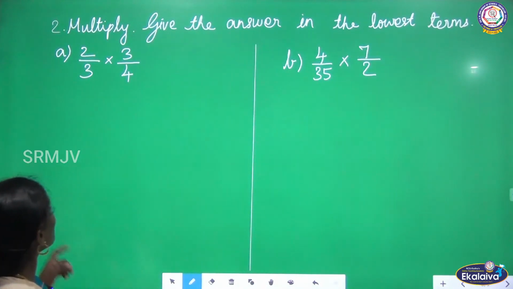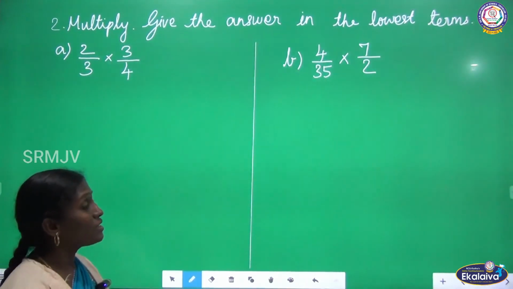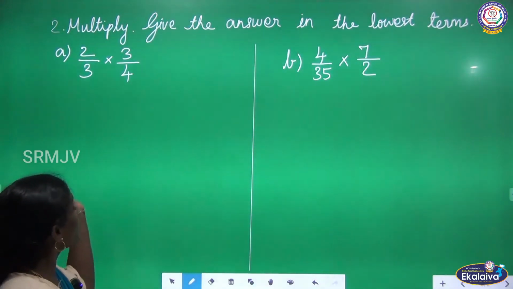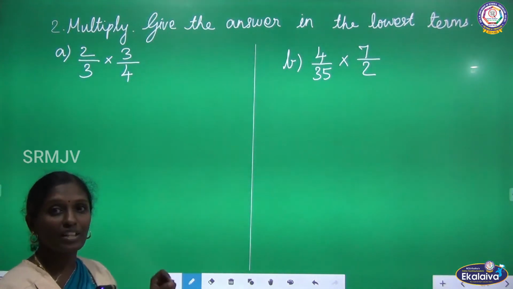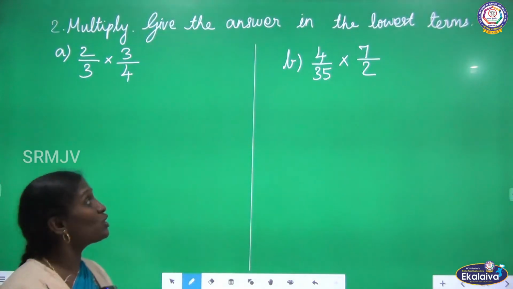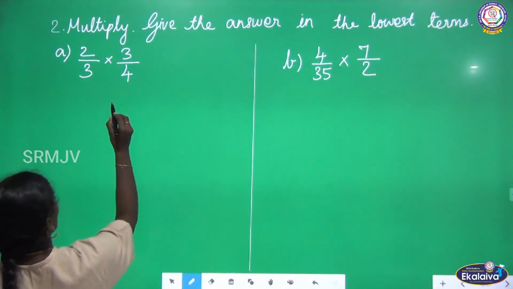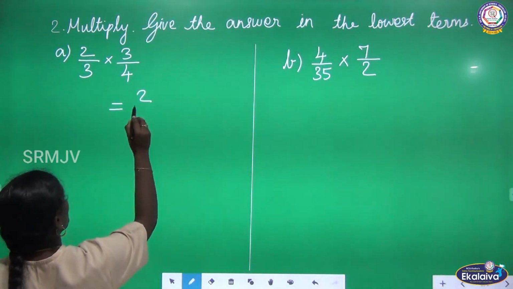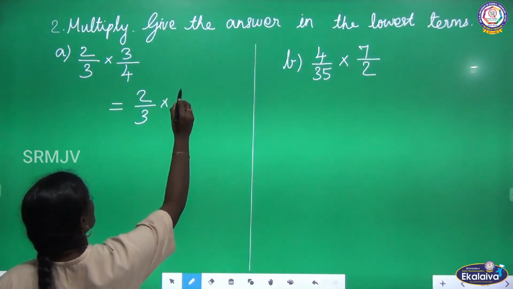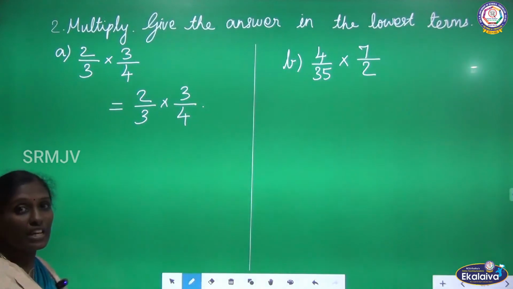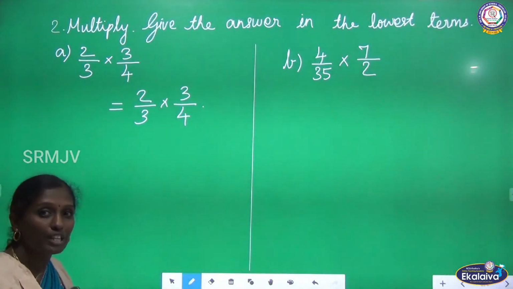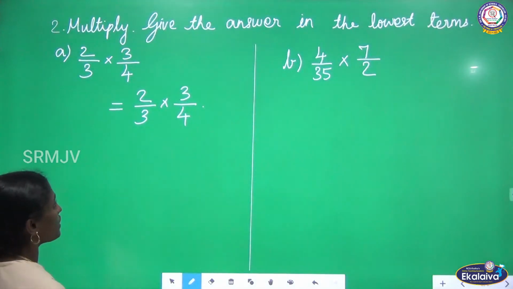The next question, multiply, give the answer in the lowest term. Here also we are going to multiply the fractions. A fraction by another fraction, we have to write the answer in the lowest term. Okay, see the first fraction 2 by 3 and the second fraction is 3 by 4. Here we have to check whether there is any possibility to reduce the numerator numbers and the denominator numbers.